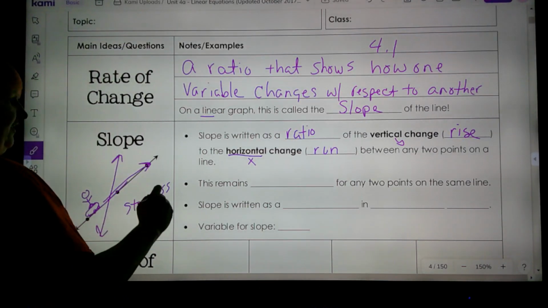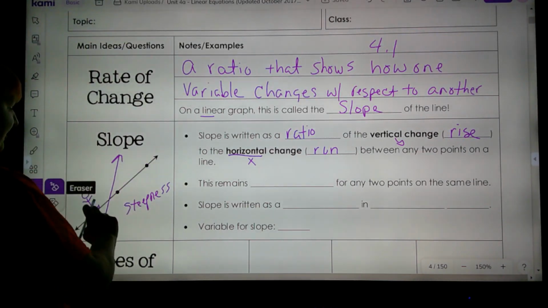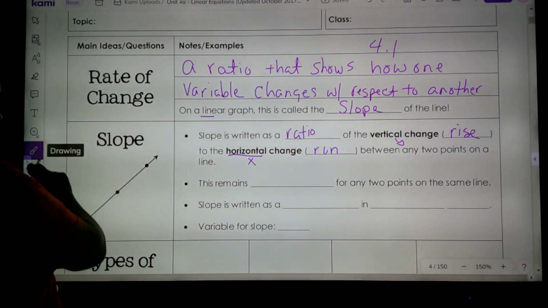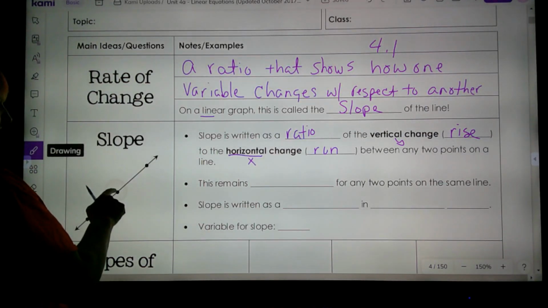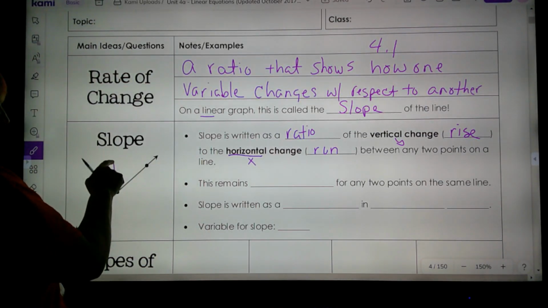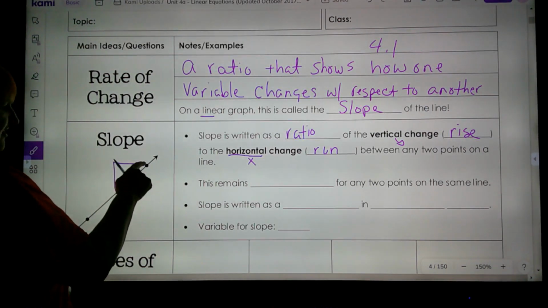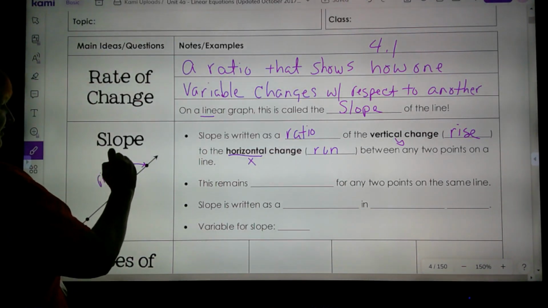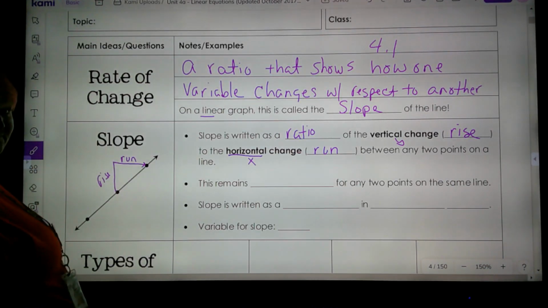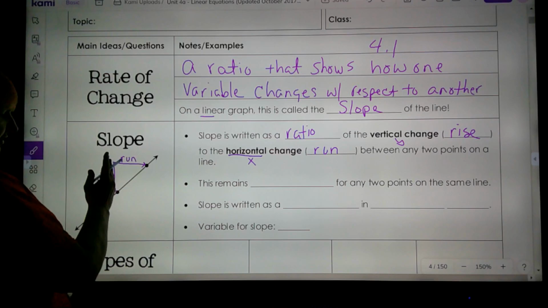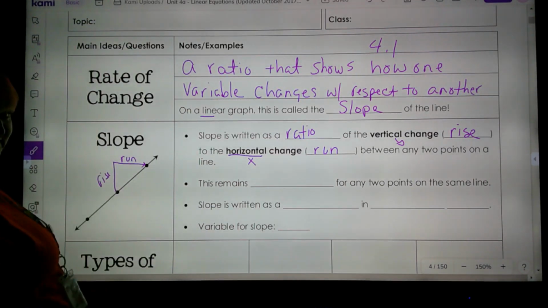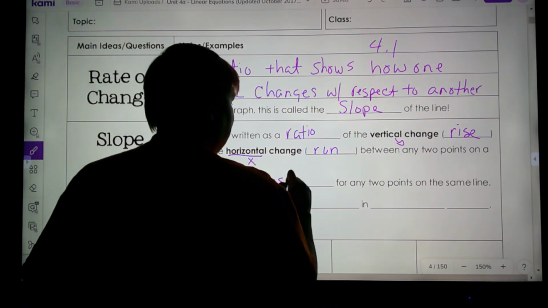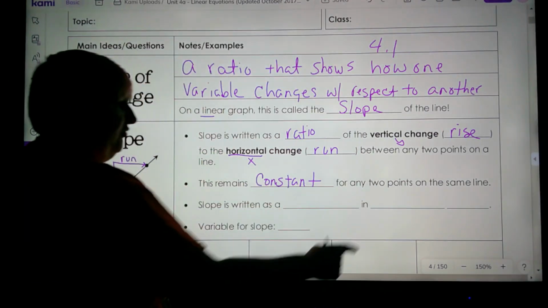So, to get from, sorry little skateboard man, he wasn't that great to begin with. Alright, so to get from this point, how many did you have to rise and how many did you have to run to get from that point to that point? Rise over run. How many did you have to go up or down, and how many did you have to go left or right? That's your rise over run. This remains constant for any 2 points on the same line.